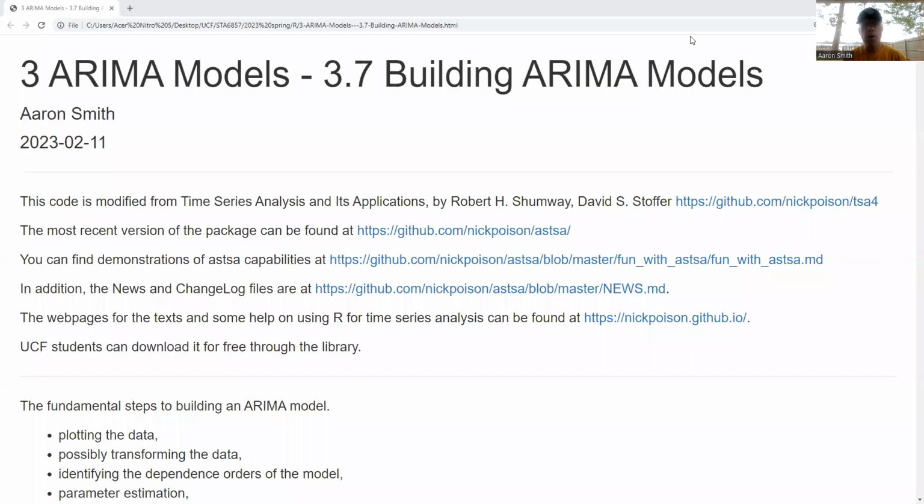Hi, in this video, we want to take a look at building autoregressive integrated moving average models. What we want to talk about in the video is that we want to go through the process step by step. I get my data and I start looking at my data, and I want to go through the entire process from beginning to end of building the model.